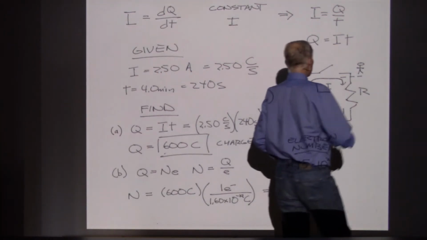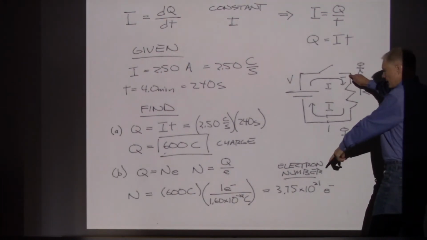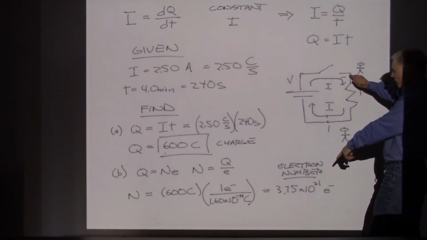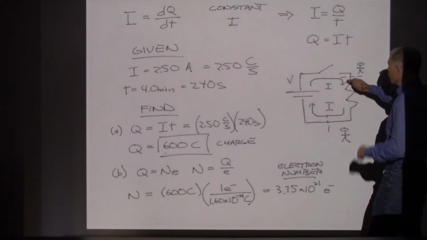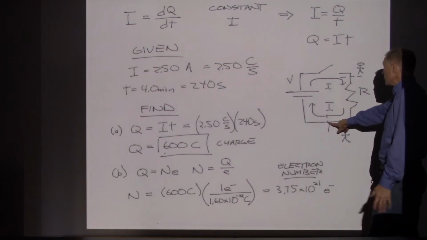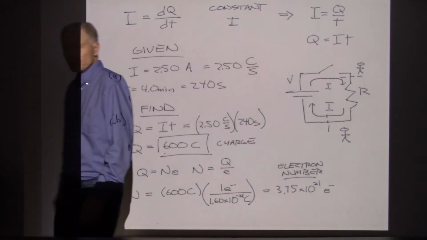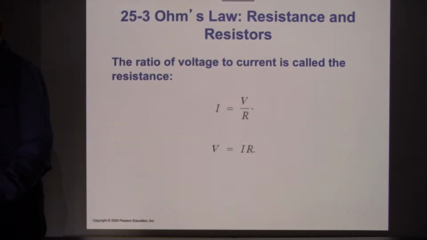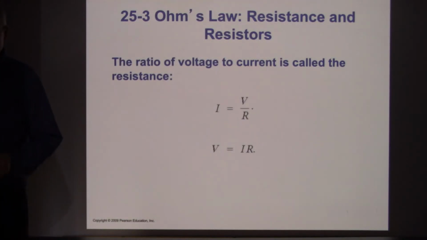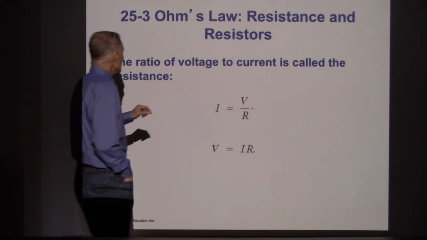So if I stand here and count the electrons going by, I'm going to get that number, 3.75 × 10^21 during that 4 minutes. If I stand here and do the counting, I'm going to get the same number basically. All right, let's get back to a couple of the formulas that we had looked at.